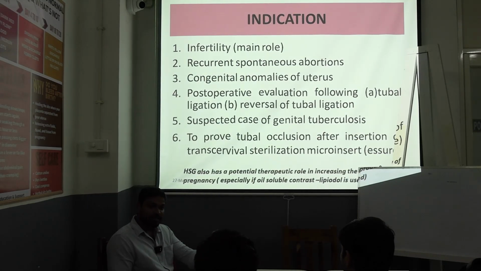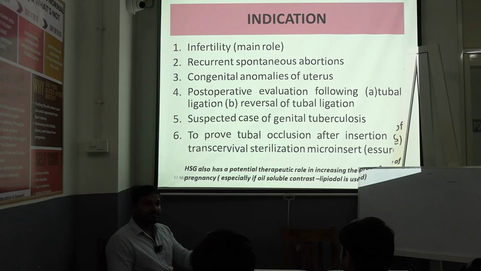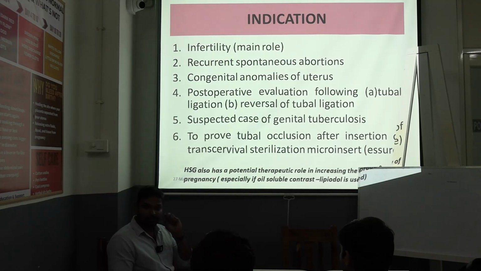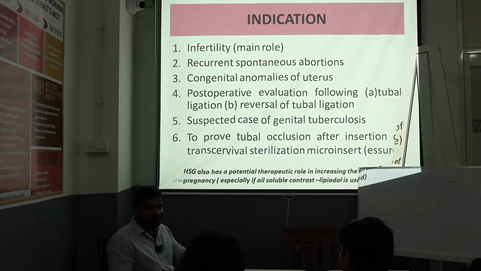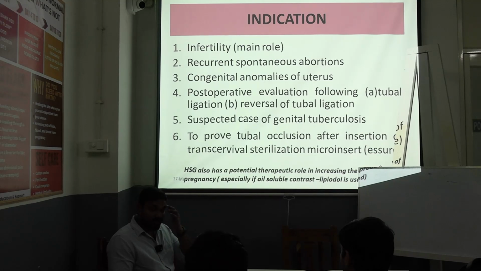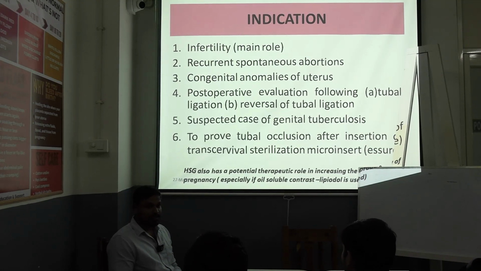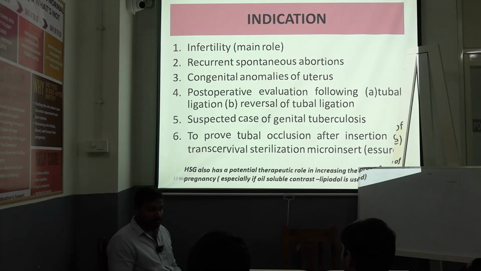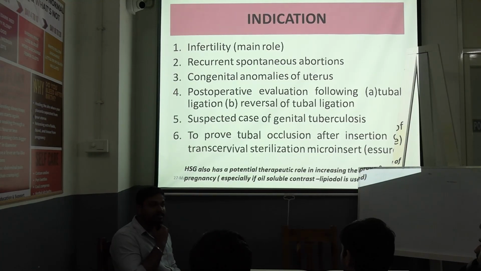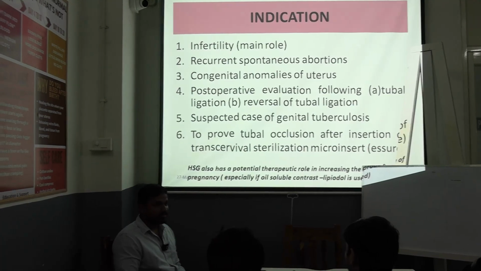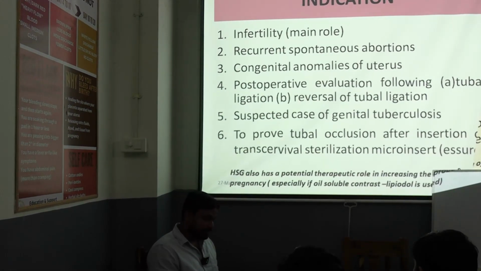Then for recurrent abortion, if there is any recurrent abortion, we have to rule out any anatomical problem, so we will do HSG. And for infertility, the patient is married and is not having a child, so we have to rule out any anatomical causes, and to rule that out we will do HSG.